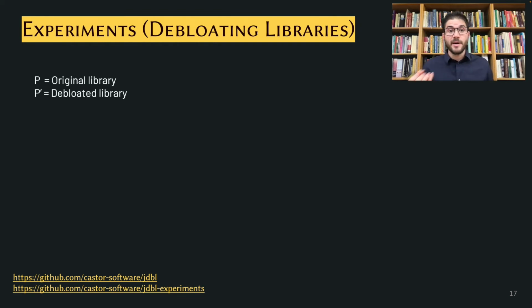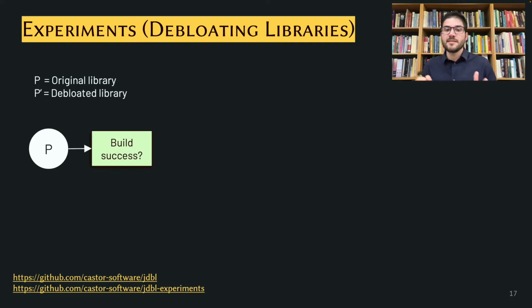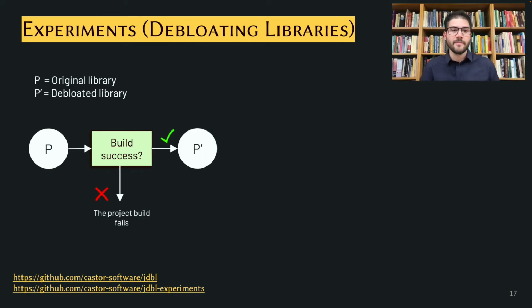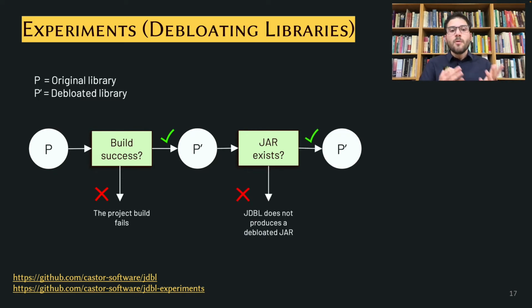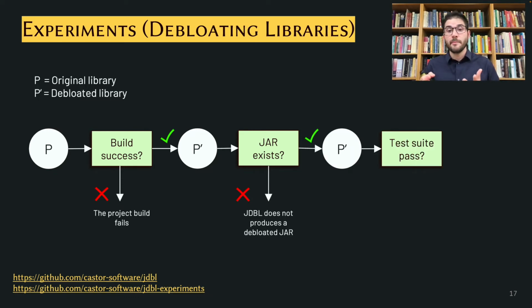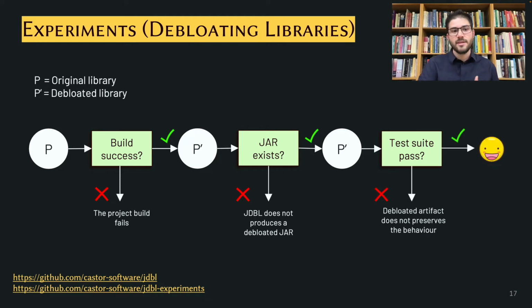We performed experiments to evaluate JDBL. For our first experiment, consider a project P, which is a popular Java library, let's say, that built successfully. Then we debloat P and obtain P prime. We check if JDBL produces a debloated jar. If that's the case, then we check if the jar preserves the original behavior using the same test suite. If all the tests pass, then we can say that the debloating was successful.